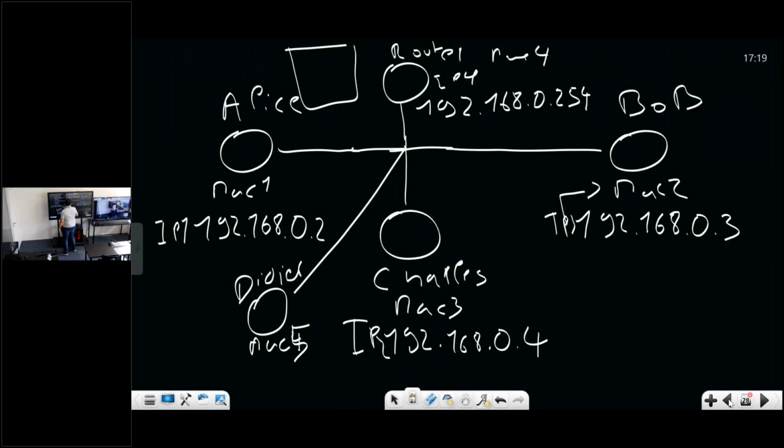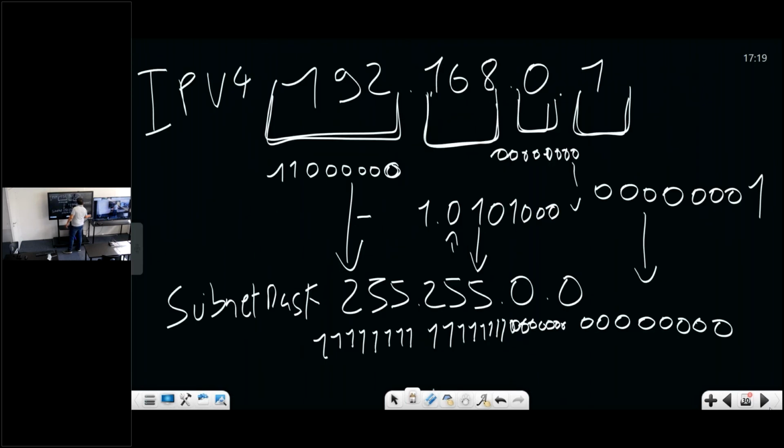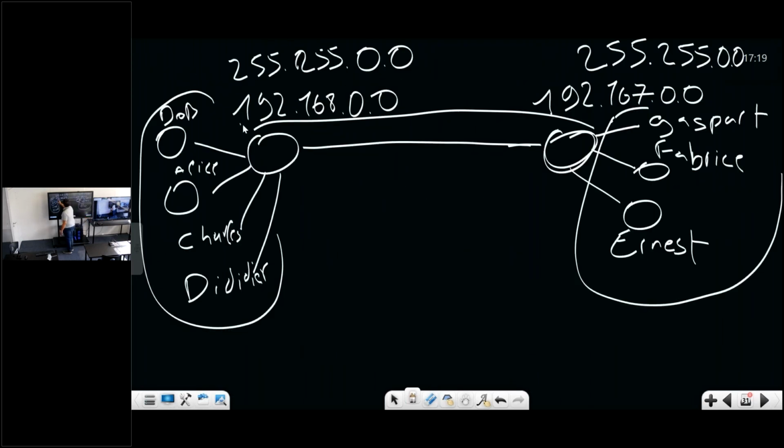So what is my network address here? If I go back, this is my network address, and this is my network address. I do the same process. If I check those numbers and they are the same, because I know it's part of the network address, this means I am on the same network. If they are not the same, it means we are not on the same network.